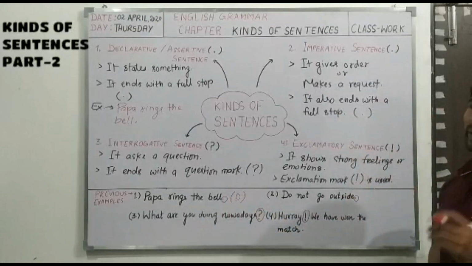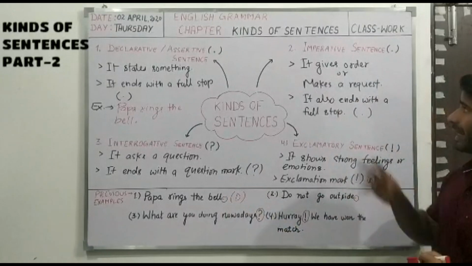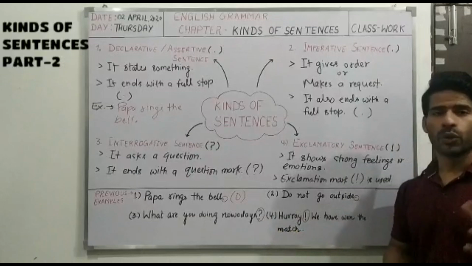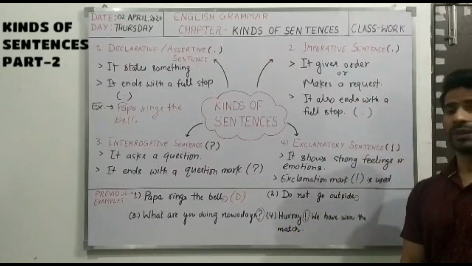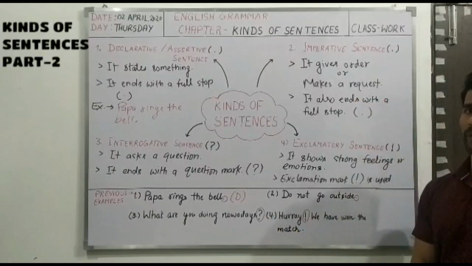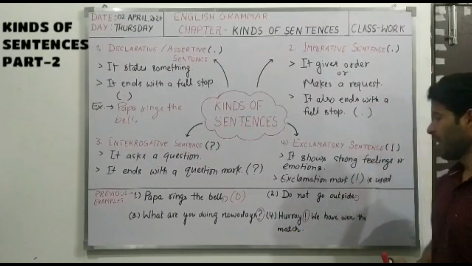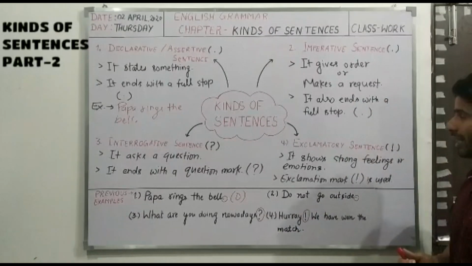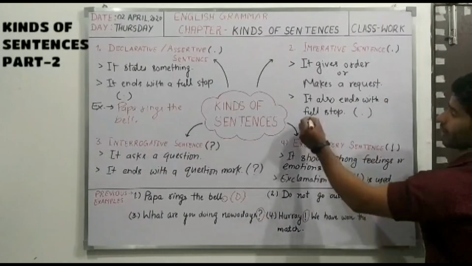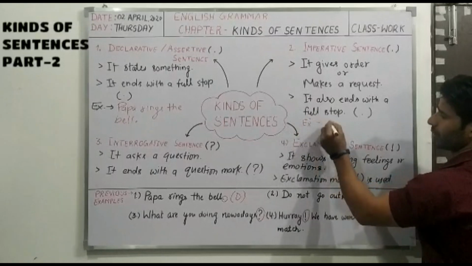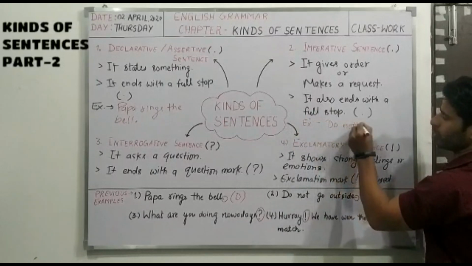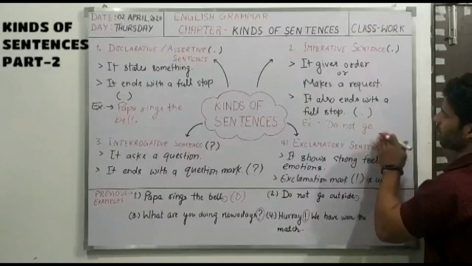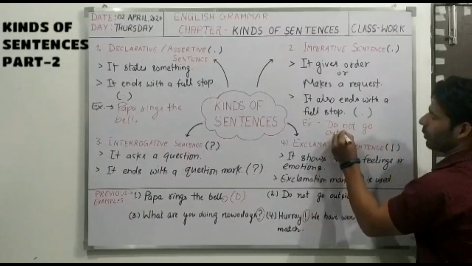Now let's move on to the next one, imperative sentence. What I have told you earlier, it gives an order or makes a request. So which one of these sentences do you think belongs to the group of imperative sentences? Try to identify it. Correct. Here, do not go outside. It is an order. So that is why it will be put in here. So we have an example for this. Do not go outside.